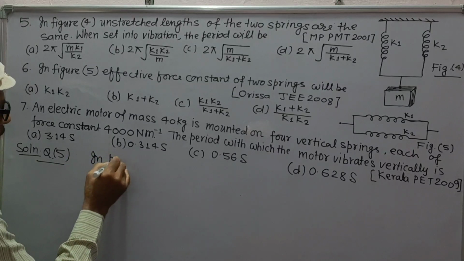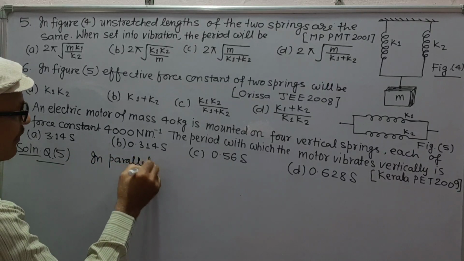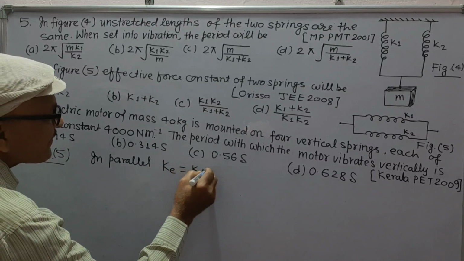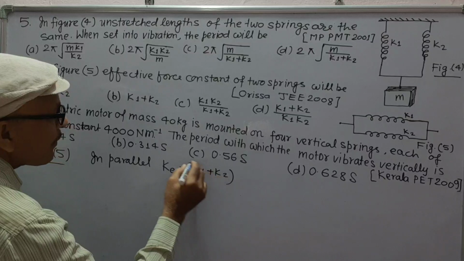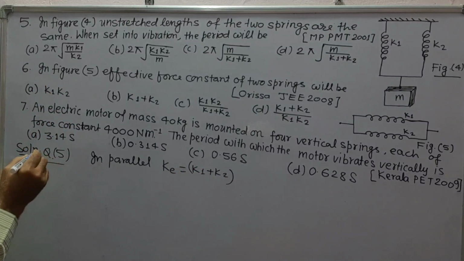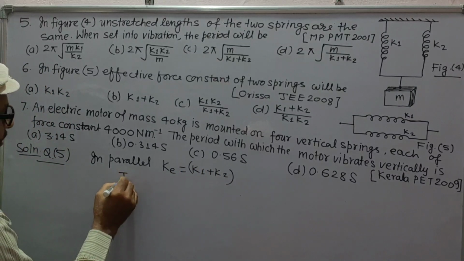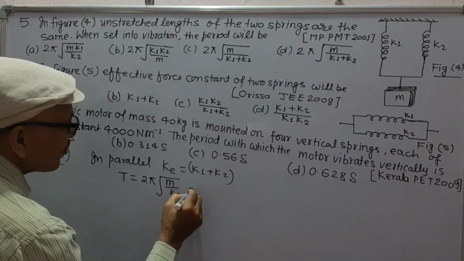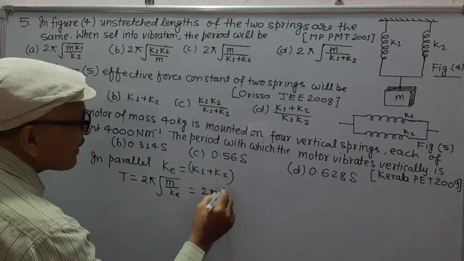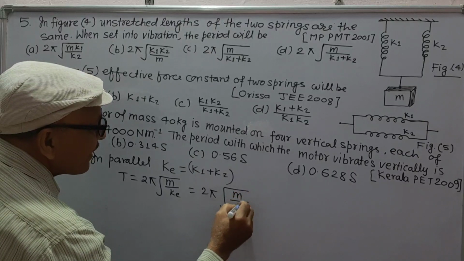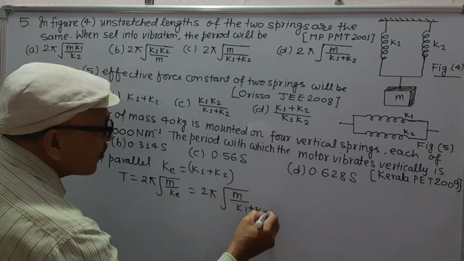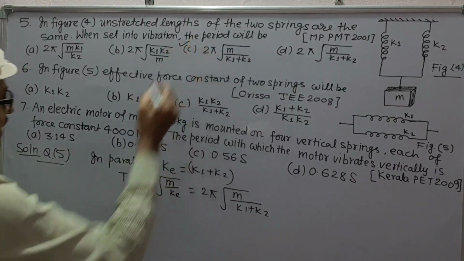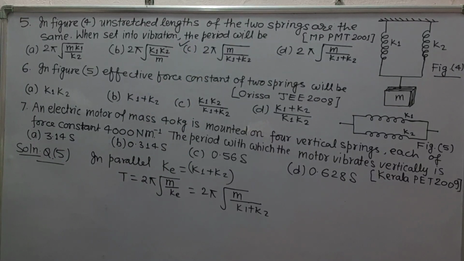In parallel, resultant Ke is equal to K1 plus K2. Therefore, time period T will be equal to 2 pi under root m upon Ke, which is 2 pi under root m upon K1 plus K2. So, the correct option will be C, 2 pi under root m upon K1 plus K2.